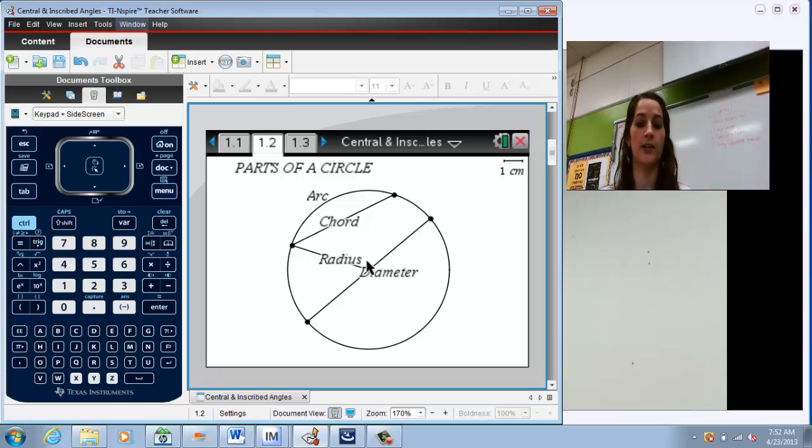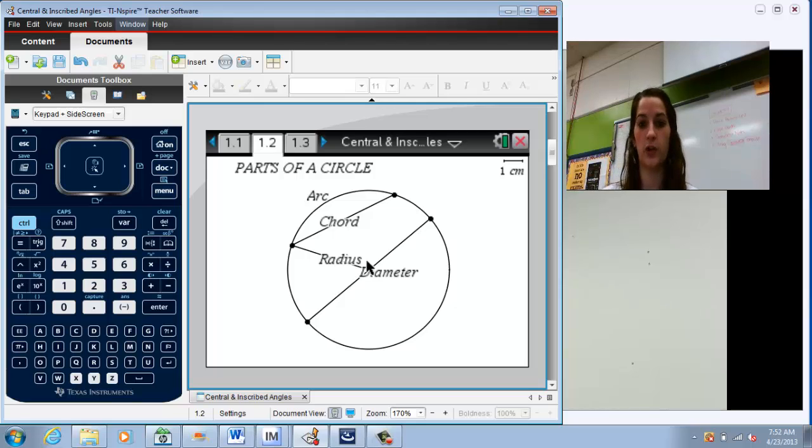First off, a circle is the set of all points equidistant from a given point called the center. And all the angles in a circle add up to 360 degrees. So if you take a look, a chord, like it is in the picture here, is any segment that has endpoints on the circle. So each endpoint actually lies on the circle.